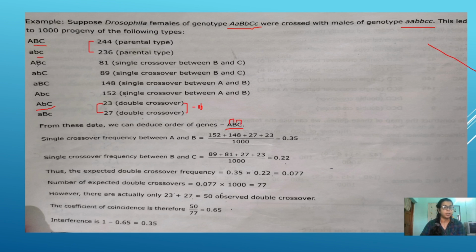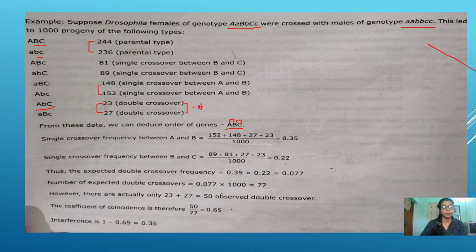And the trick, which I also mentioned in the previous video, is that the number next highest to the parental type will be the single crossover between A and B, and then the next highest number will be between B and C. To cross-check it, you need to cross over and compare the values. I have already discussed how to do that.